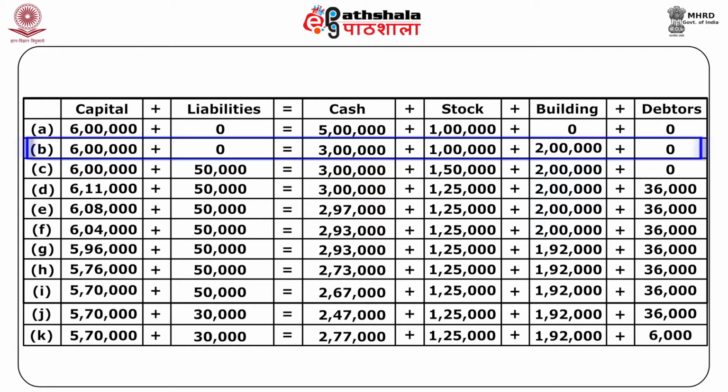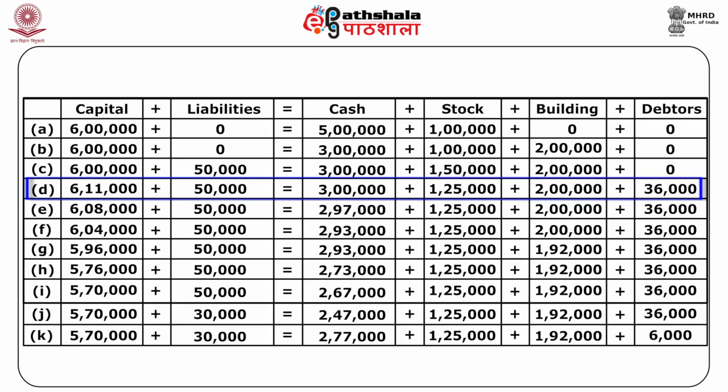B part, 6 lakh of capital plus 0 liabilities will give you 3 lakh of cash plus 1 lakh of stock plus 2 lakh of building plus 0 debtors. C part, 6 lakh of capital plus 50,000 of liabilities will give you cash of 3 lakh plus stock of 1,50,000 plus buildings of 2 lakhs plus 0 debtors.